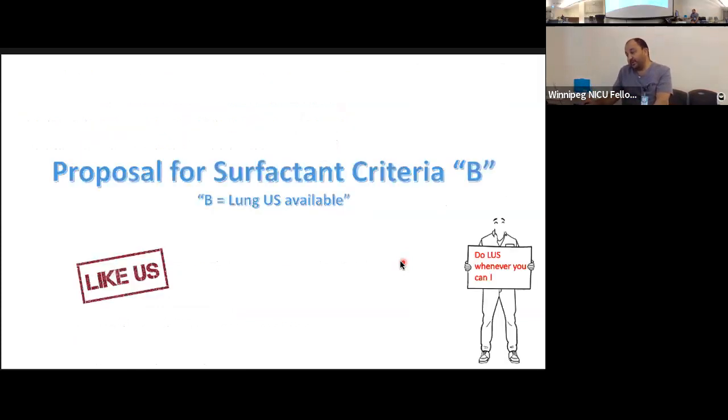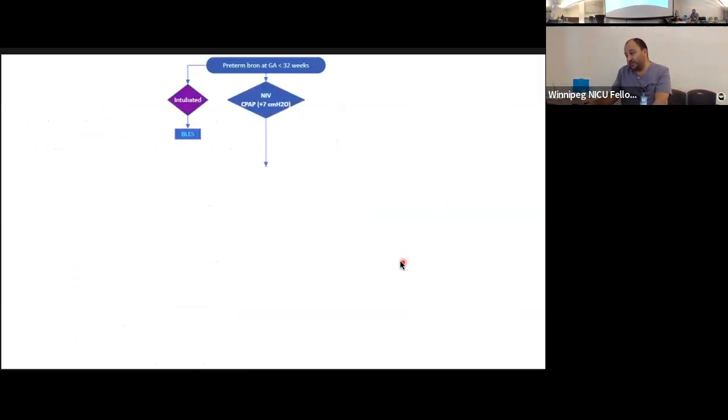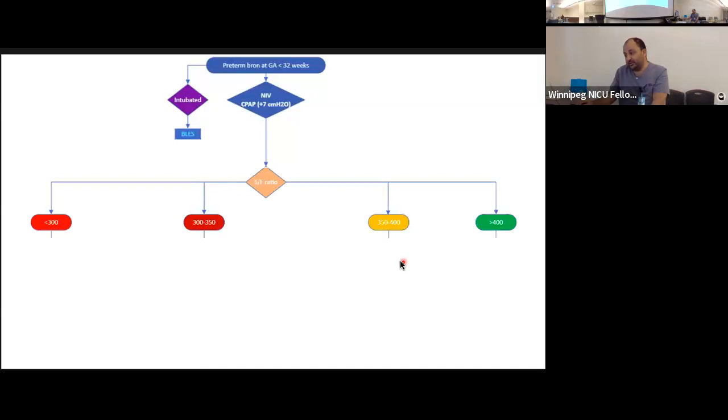My second proposal based on the lung ultrasound finding was this one. If the baby is not intubated on a CPAP of +7, do the SF ratio, and then based on the grouping of SF ratio, if you have lung ultrasound accessible, easily done, without wasting time, that would be good, and do it in all 4 pathways. But if you have it just limited, and you have an SF ratio less than 300, just go ahead and give surfactant. You don't need that much lung ultrasound, maybe.